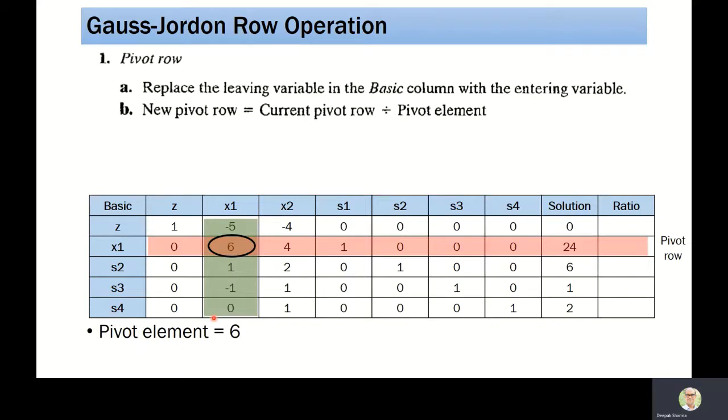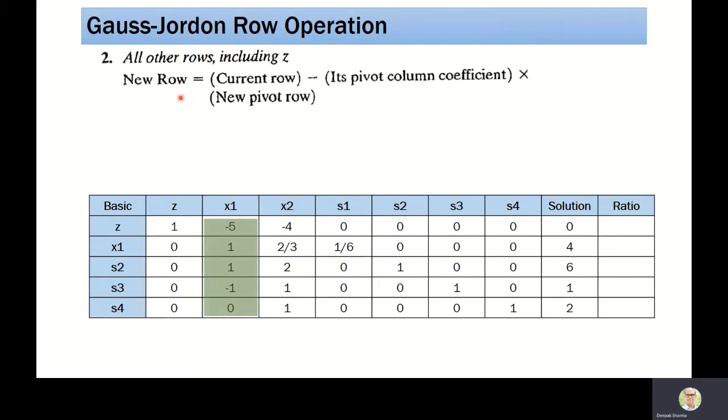The pivot element is 6, so I have written it here. I will divide each and every coefficient by this 6. So let me divide: 6 divided by 6 becomes 1. Then this is 0, this is 2 by 3, this is 1 by 6, these are 0, and this is 4. Let me show you again: 4 by 6, 1 by 6, 24 by 6. So I can get these coefficients. This is the first operation which we do under Gauss-Jordan.